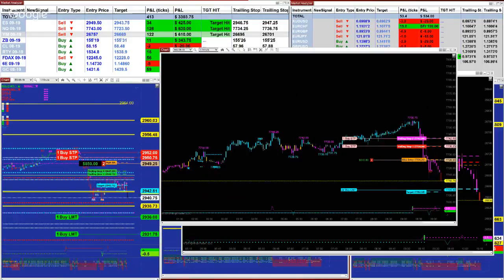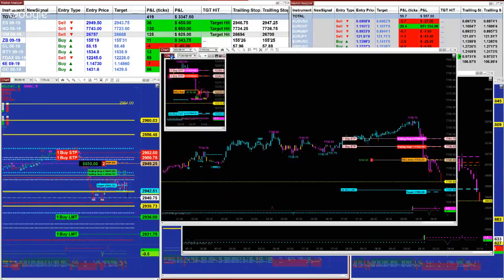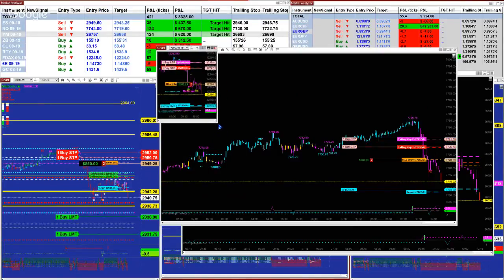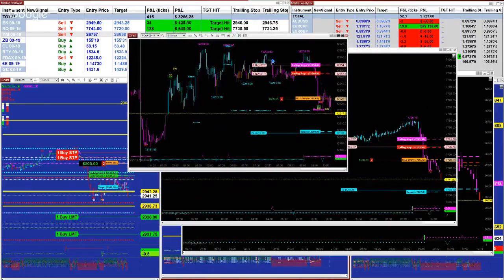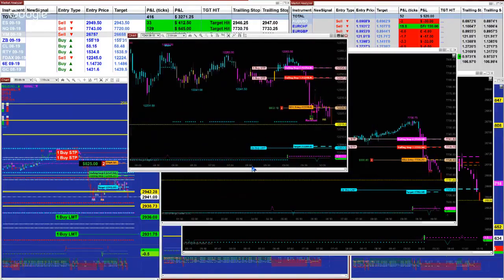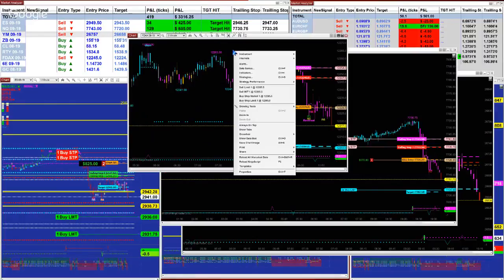And also, we have a DAX trade for the DAX traders. At the moment, there is nothing, so we are just showing you what's going on. And trying to make it a bit bigger.